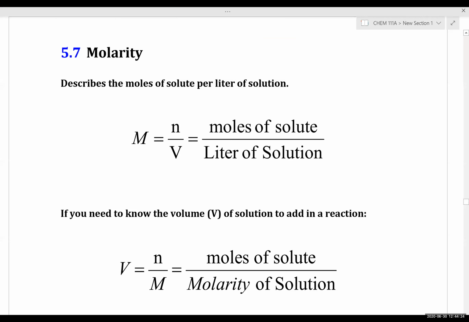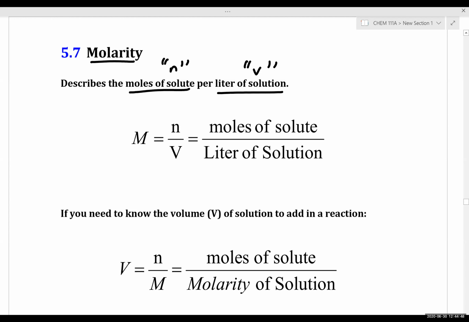Okay, so continuing on with chapter 5, we're next going to discuss another way of expressing solution concentrations called molarity. Now, molarity describes the moles of solute per liter of solution, or written as n over V.